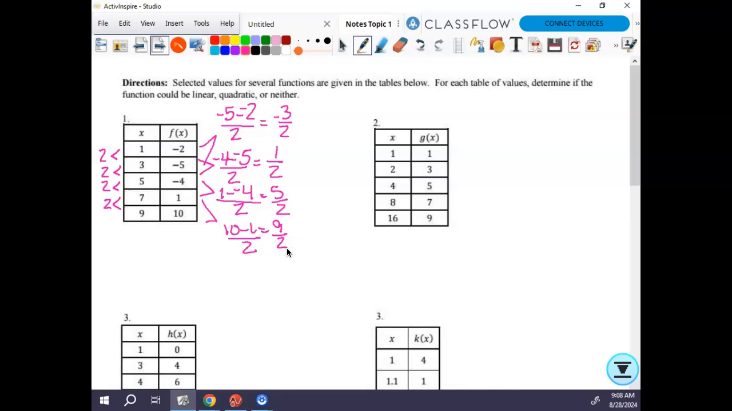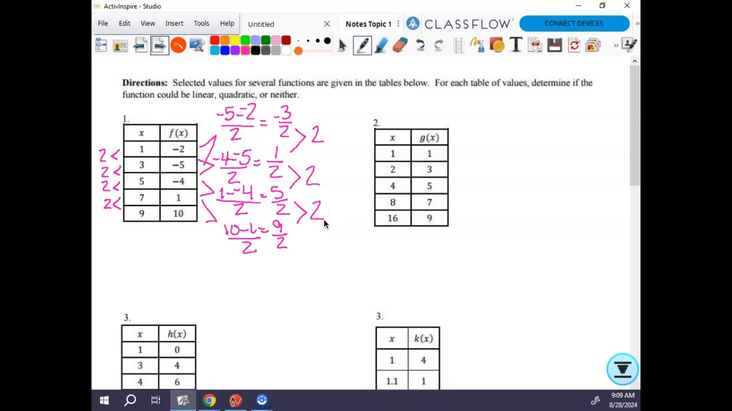Okay. So we are trying to figure out linear, quadratic, or neither. Is it linear? No. Our rates of change are not constant, so it is not linear. So I need to see how my rates of change... so then I'm going to do the differences here. So 1/2 minus a negative 3/2 gives me 4/2, which is 2. 5/2 minus 1/2 gives me 4/2, which is 2. 9/2 minus 5/2 is 4/2, which is 2.